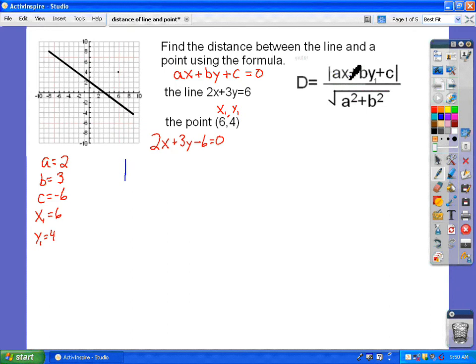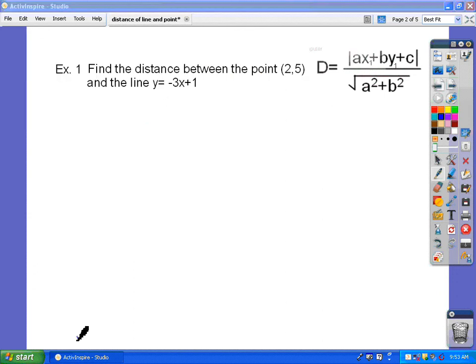Starting off, in the top we have absolute value, and we've got to multiply A times X1. In this case, it becomes 2 times 6 plus. Now we're going to multiply B times Y1. In this case, B is 3, and Y1 is 4. The last thing that we have is plus C. In this case, C is negative 6, so we just put minus 6. And we close it up with absolute value. Now all that's going to be over the square root of A squared plus B squared. So A squared in this case is 2 squared, and B is 3 squared. Now we need to go through the process of the arithmetic and figure out what we have here.